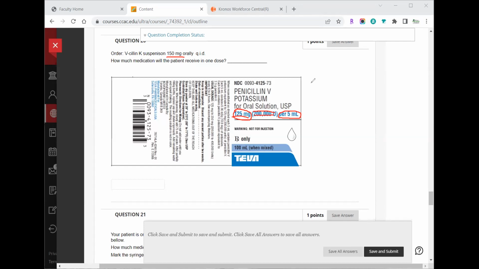So if you're solving this, you're going to take your order of 150 over the available of 125 times your quantity of 5 milliliters. That's supposed to be a 150 at the top. I apologize for that terrible writing. 150 divided by 125 times 5 will give you an answer of 6 milliliters.